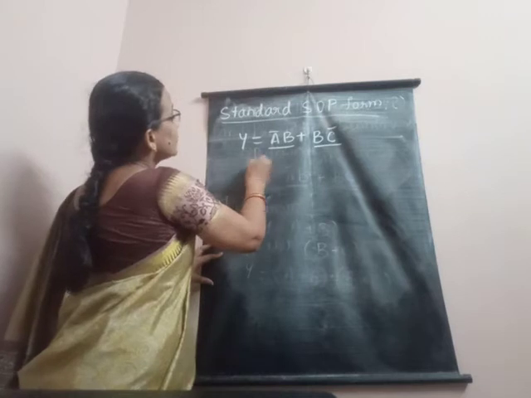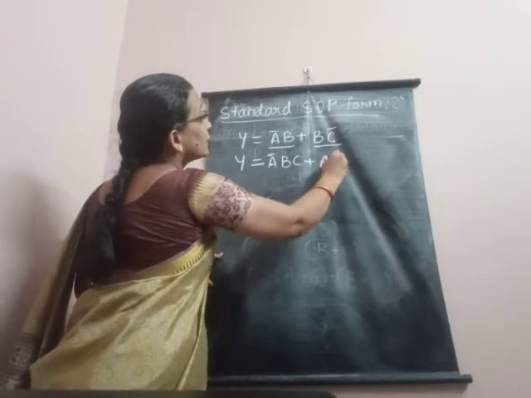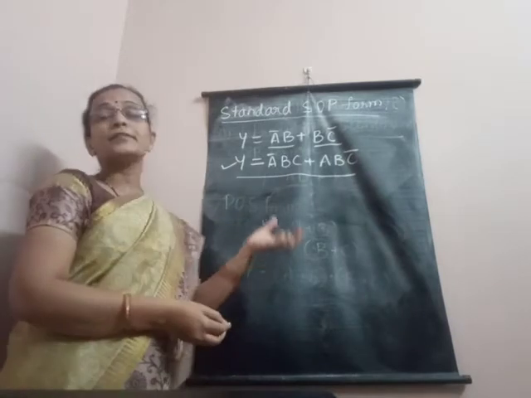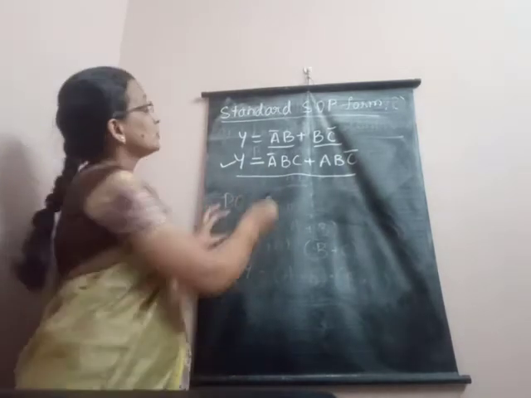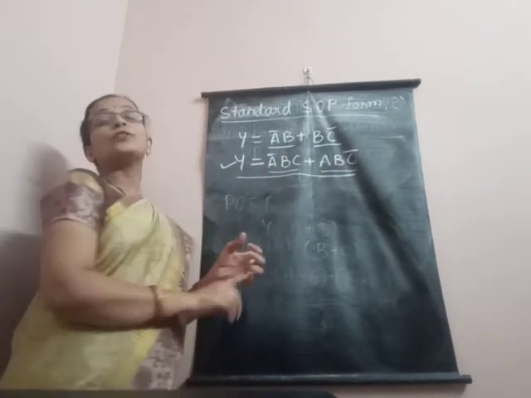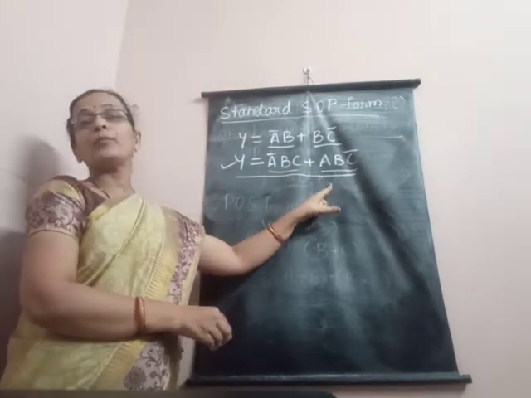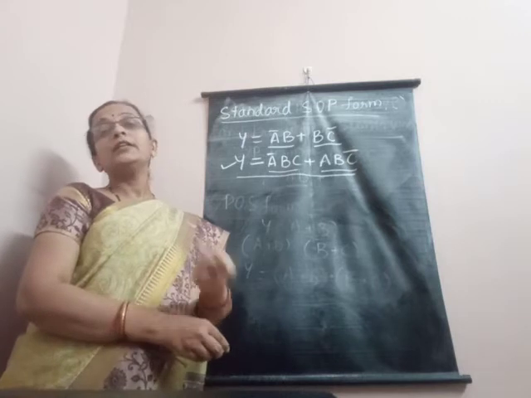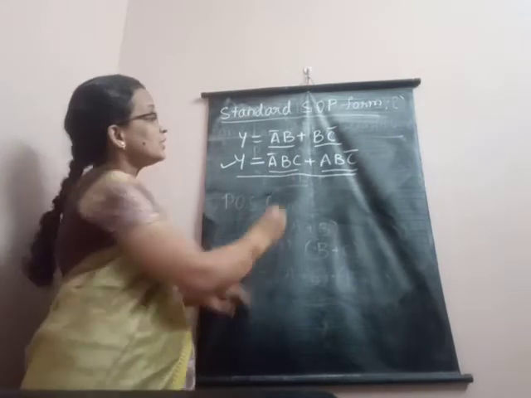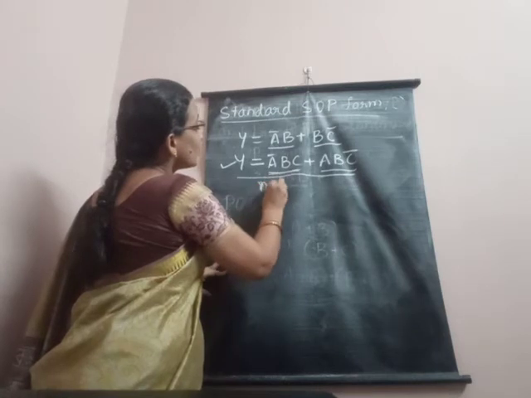If we write this as y is equal to a bar b c and this as a b c bar, then we call the second equation a standard sum of product form equation, because in the second equation all the terms contain all literals or all variables, either in complemented form or in uncomplemented form. Each term has all the literals, hence it is called a standard sum of product form of equation. Each term in this expression is called a min term.